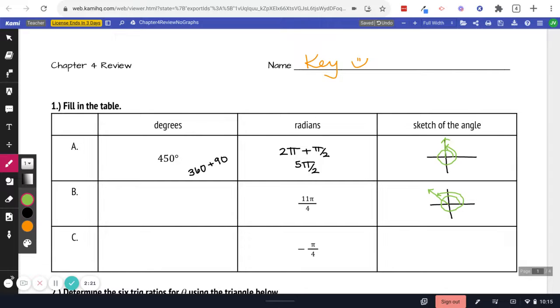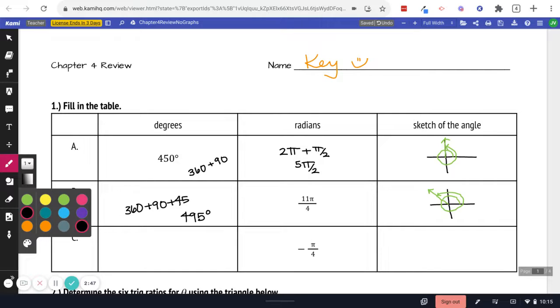So as I noticed, we went around 360, and then it looks like we went an extra 90, and then an extra 45 after that. So that would be a little bit past 450, and that would be 495. Right? 360 to get all the way around, and then a little bit more after that.